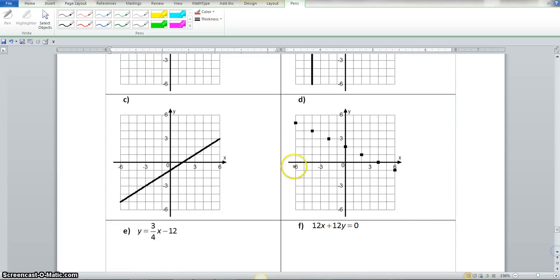Now we come here to C. This line here, no matter where we draw a vertical line at, it will only hit this line 1 time. So this is a function. Now we come here to D. We look at all of these points. None of these points have the same x value, so this is also a function.